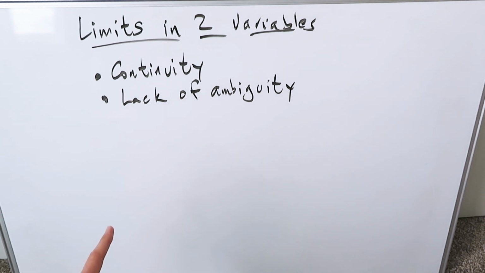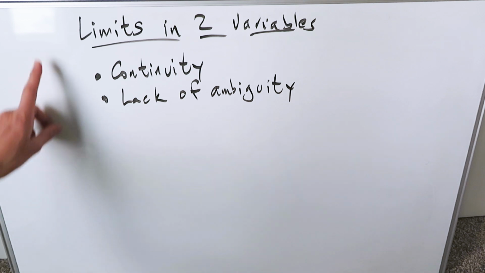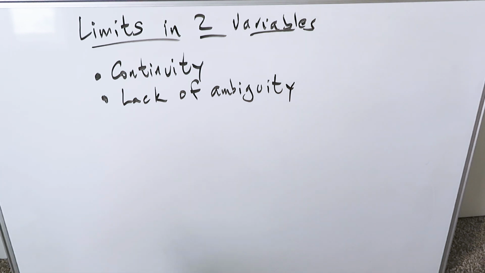We're looking here at limits in two variables. Up till now we've always looked at single variable limits because we were doing single variable calculus. When you're doing multivariate calculus, then you'll see limits involving two. These are your multivariable limits.